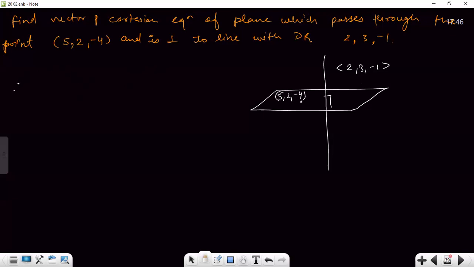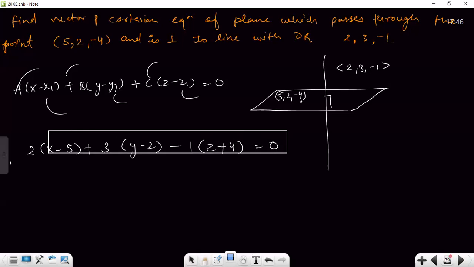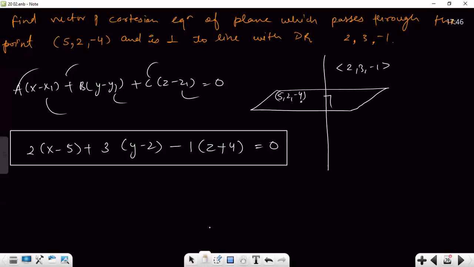What was the equation of the plane? That was a(x - x1) + b(y - y1) + c(z - z1) = 0, where a, b, c were the direction ratios of the normal, and x1, y1, z1 are the given point which is on the plane. Let's substitute: 2(x - 5) + 3(y - 2) - 1(z - (-4)), so plus 4. So this is the equation of the plane in Cartesian form.